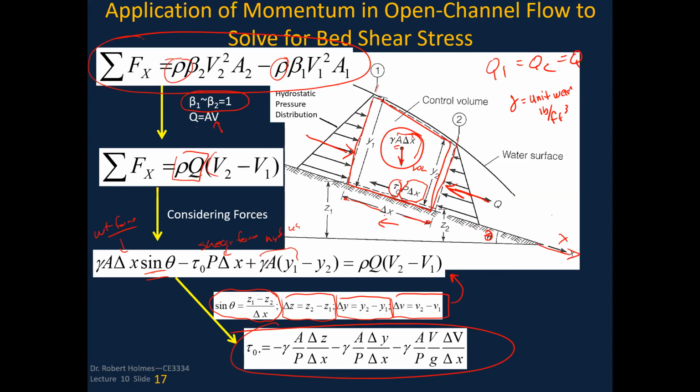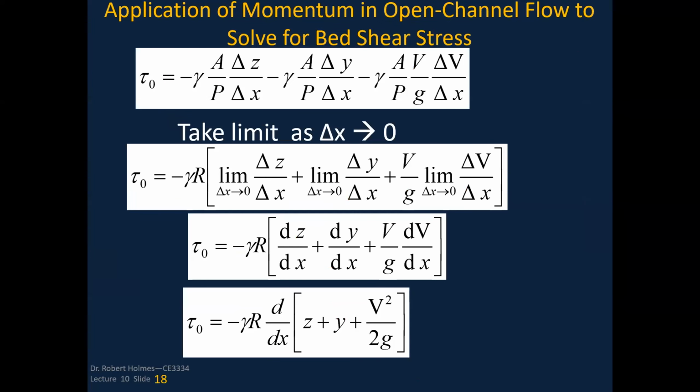I end up having this long equation where I've got delta Z, delta X, delta Y, delta X, delta V, delta X. So if I transfer that to the next page, and I remember from calculus that if I take the limit as delta X approaches 0 of this, which is what I'm doing right here, I end up with a derivative, right? And so I pull the term alpha, gamma, and the hydraulic radius. Remember, the hydraulic radius is the area divided by the wetted perimeter. So here's the hydraulic radius, here's the hydraulic radius, here's the hydraulic radius. You can see the gammas there.